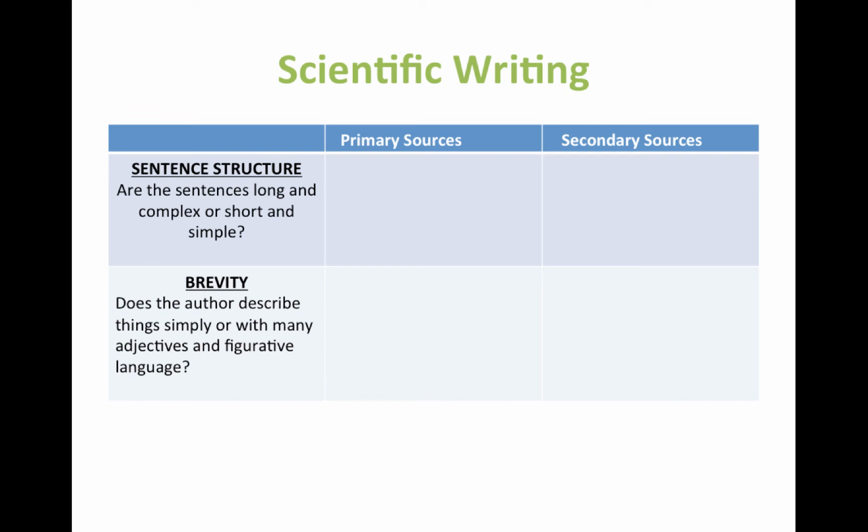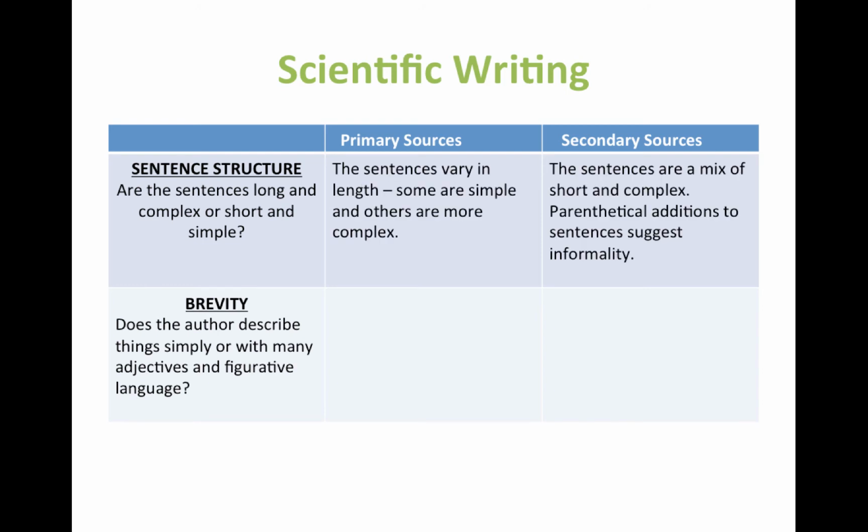Sentence structure. Are the sentences long and complex or short and simple? In the primary sources, the sentences vary in length. Some are simple and others are more complex. In secondary sources, the sentences are a mix of short and complex. Parenthetical additions to sentences suggest informality.